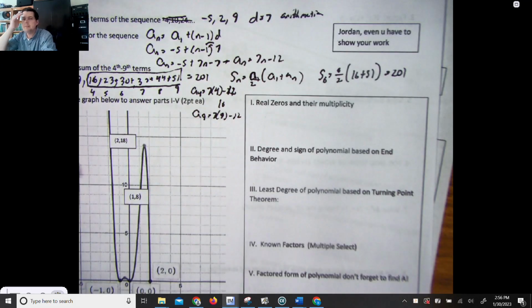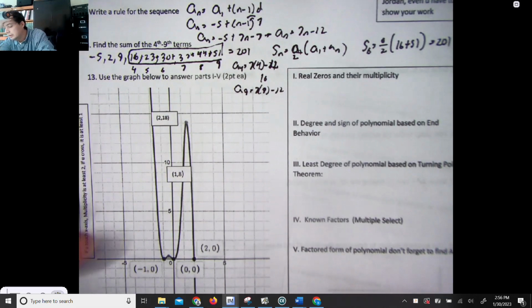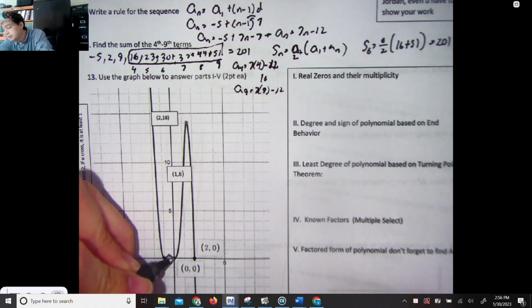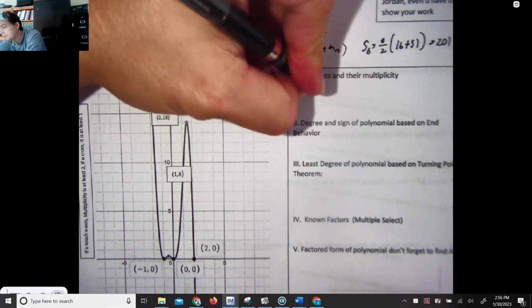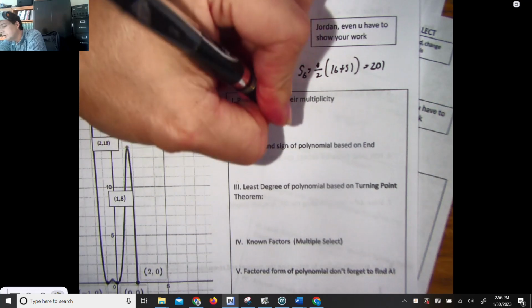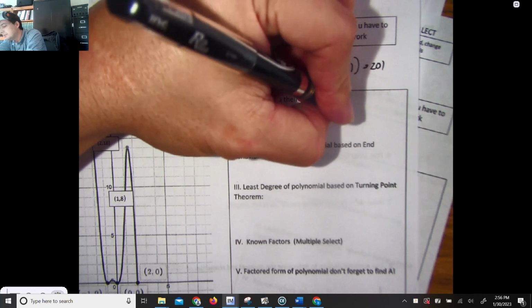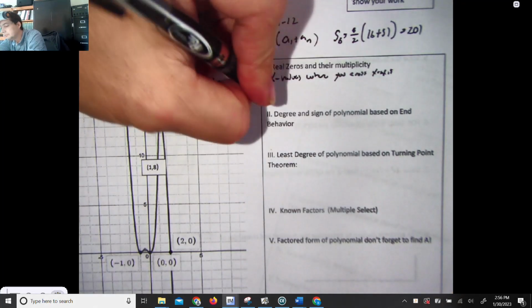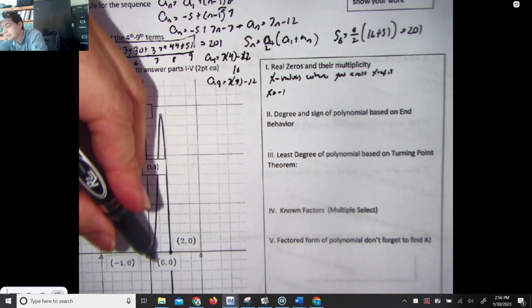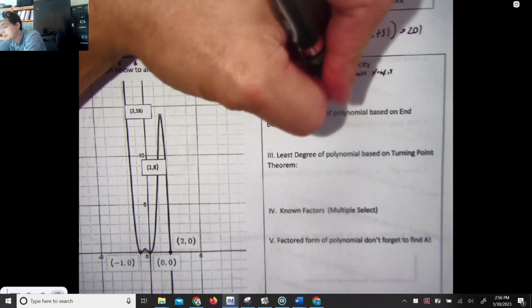13, I didn't feel like making up something similar. So here we go. These are your zeros. Zeros are where you cross the x-axis. They are the x values. There's a lot of kids who are missing these. The x value is where you cross the x-axis. So there's a 0 at -1. There is a 0 at 0. And there is a 0 at 2.